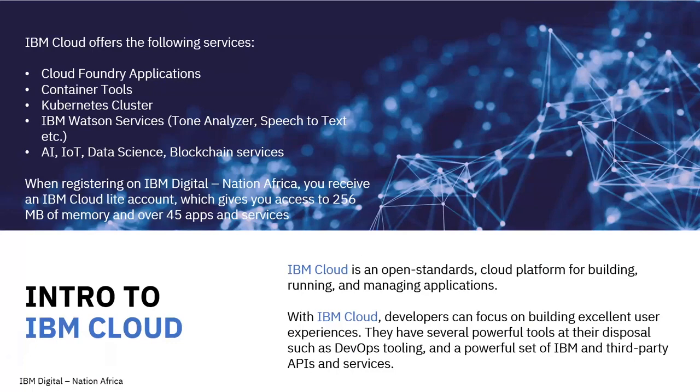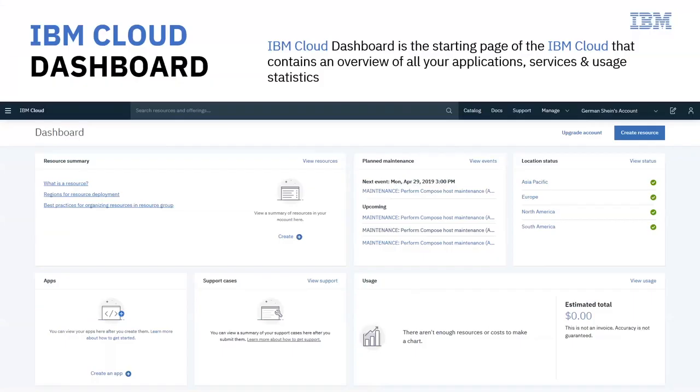When registering on IBM Digital Nation Africa, you receive an IBM Cloud Lite account, which gives you access to 256 megabytes of memory and over 45 apps and services. IBM Cloud dashboard is the starting page of the IBM Cloud that contains an overview of all your applications, services, and usage statistics. Once we go to the demonstration, I will explain several sections in detail.